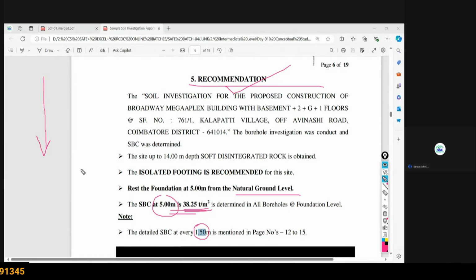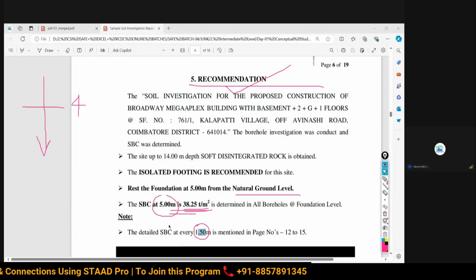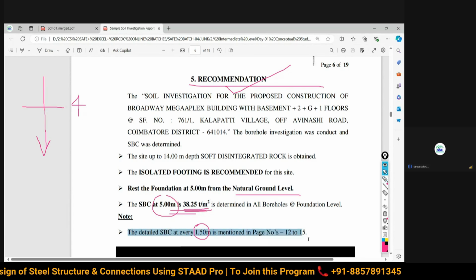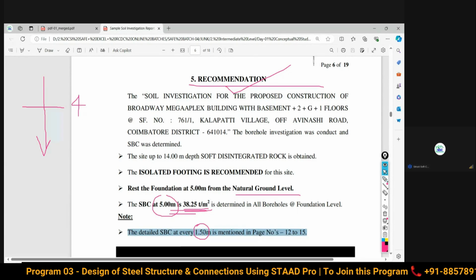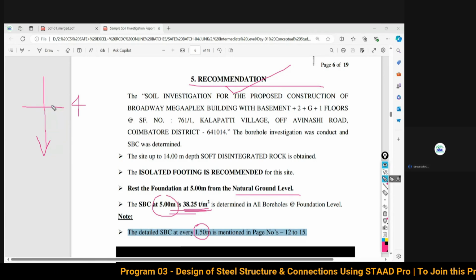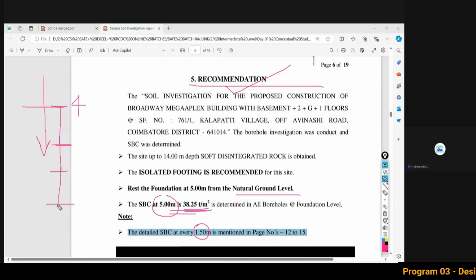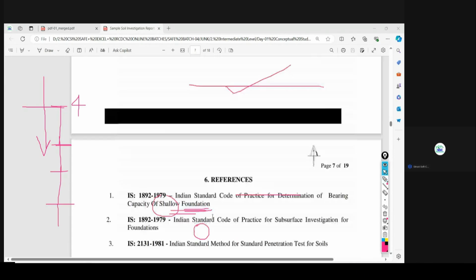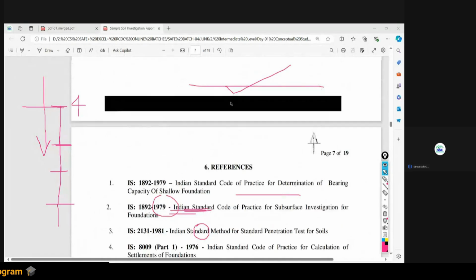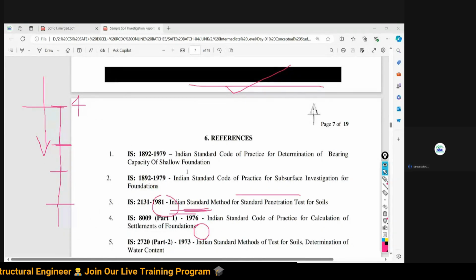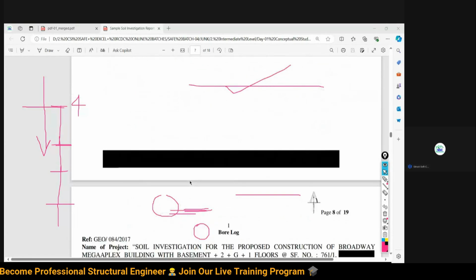You will say, sir, I will put my foundation only at 4 meter depth, I am not willing to go to 5 meter depth. That's okay. What to do? Find this detailed report, the detailed SBC at every 1.5 meter below the natural ground. They are going to test at 1.5 meter, then 3 meter, then 4.5 meter, like that. I am going to see the detailed calculation, references, and what codes they have followed. Indian Standard codes, all of that is given here.